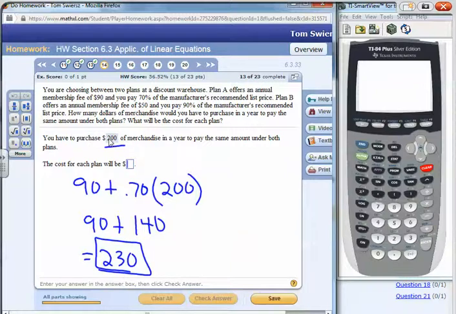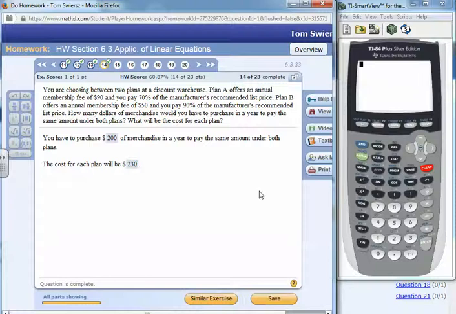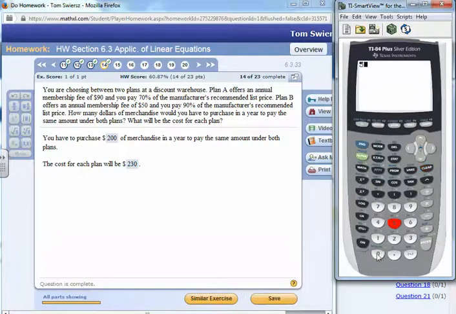You could do Plan B and you'll get the exact same value. So again, $230. Again, Plan B, if we do it on our calculator, was what? $50 plus 90% of what you spent, which we figured out was $200. So 50 plus 0.9 times 200 gives us, again, $230.